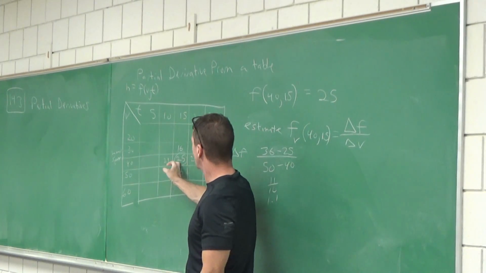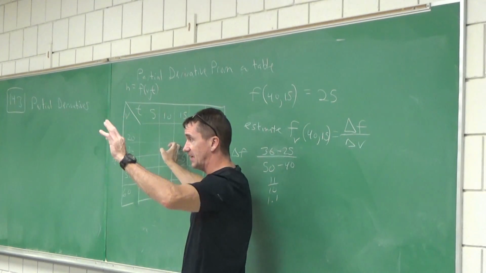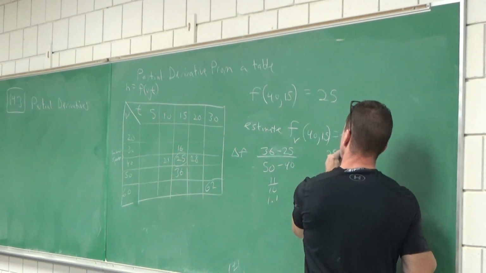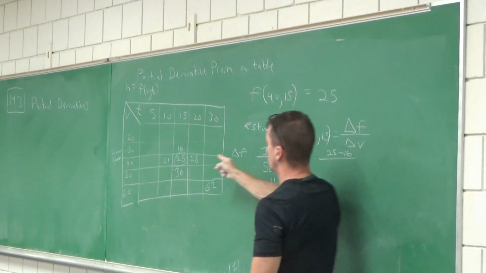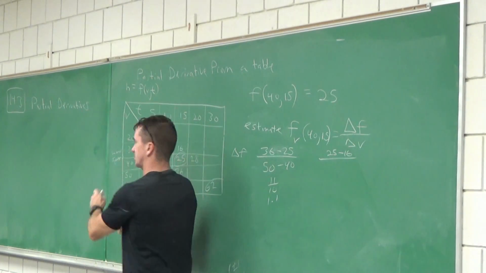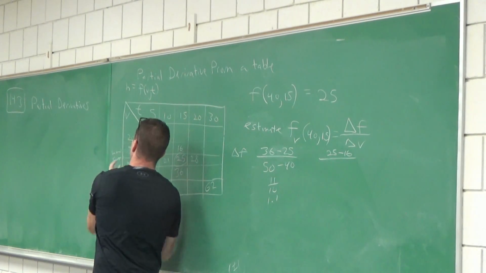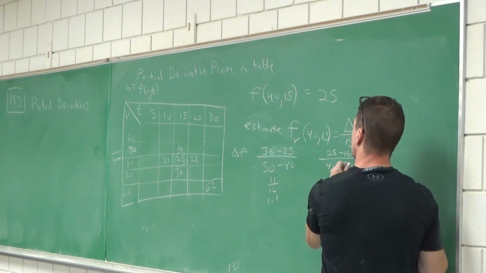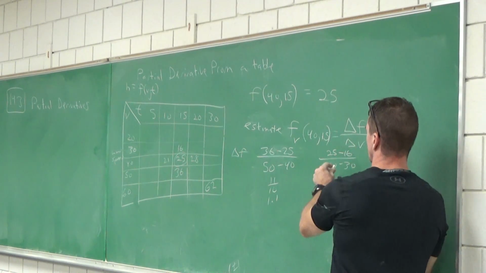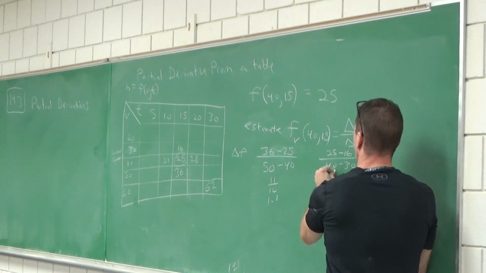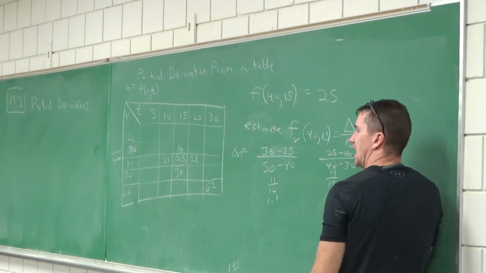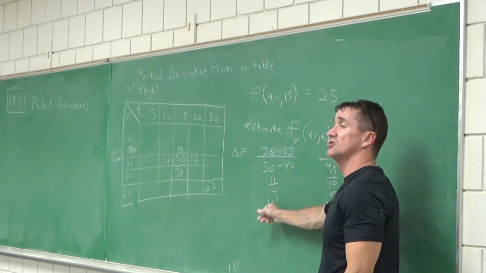What would you get? 25 minus 16, right? F values. Change in F. 25 minus 16 over the change in the corresponding velocities, that's 30. 40 minus 30. What do you get there then? 0.9. Yeah, that's 9 over 10. What's that as a decimal? 0.9. Now, both of these are great estimates.